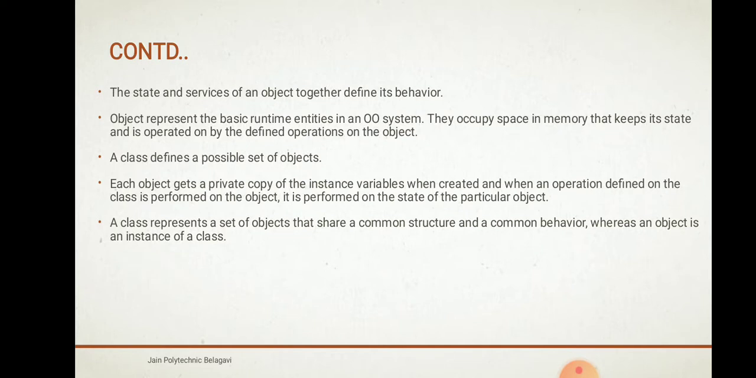Now the state and services of an object together define its behavior. Objects represent the basic runtime entities in an object-oriented system. They occupy space in memory that keeps the state and is operated on by the defined operations on the object. A class defines a possible set of objects. Each object gets a private copy of the instance variables when created, and when an operation defined on the class is performed on the object, it is performed on the state of that particular object. A class represents a set of objects that share a common structure and a common behavior, whereas an object is an instance of a class.